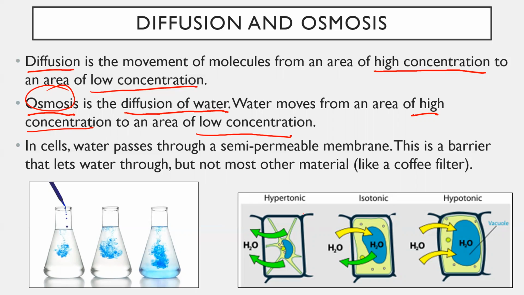So water inside cells will pass through something we call a semi-permeable membrane, which is a barrier that lets water through, but not most of the other material, right? So depending on what it wants, it can use osmosis as a means of moving water from an area of high concentration to an area of low concentration. So if it had too much water in it, osmosis would release that water, right?